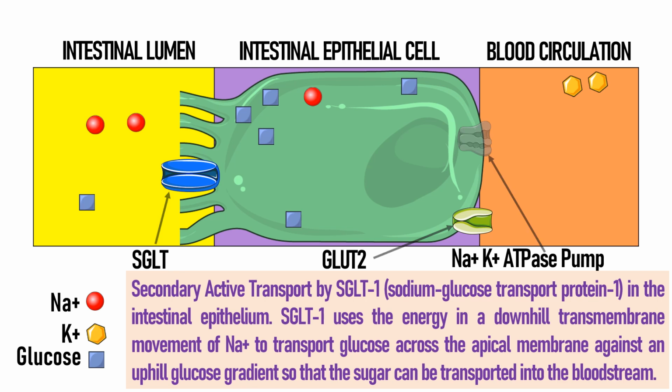Secondary active transport by sodium-glucose transport protein 1 in the intestinal epithelium is an example. SGLT1 uses the energy in a downhill transmembrane movement of sodium to transport glucose across the apical membrane against an uphill glucose gradient, so that this glucose can be transported into the bloodstream.